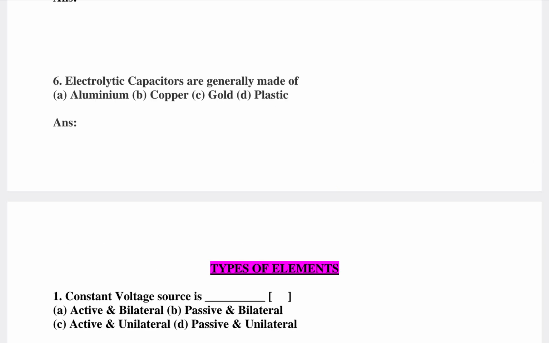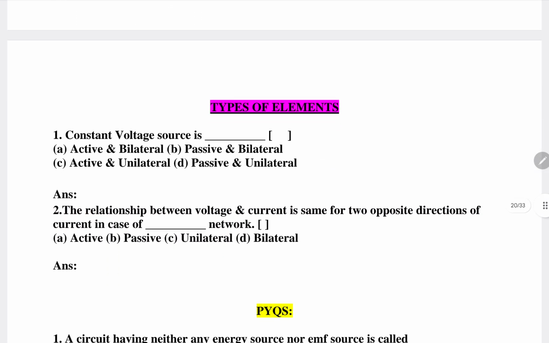Next, again about the capacitor. Electrolytic capacitors are generally made up of aluminium. Answer is A. Next, we'll see some questions on the types of elements.